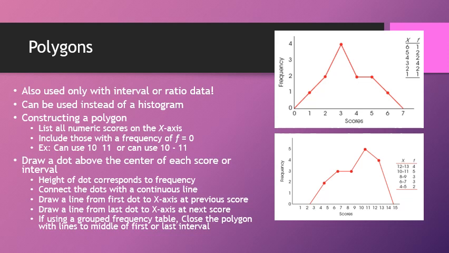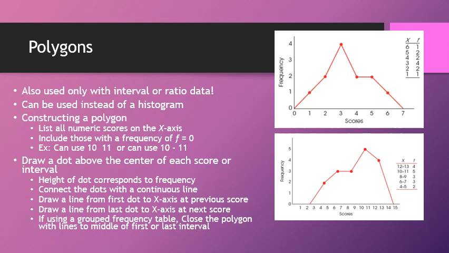Okay, and then what you would do is you would put a dot above the center of each score. And then you would connect the dots with a continuous line. And then the first dot you would draw down to the x-axis at the previous score. And the second dot you would connect it to the x-axis at the next score. On your graph above, the dot was at 1, so you drew a line from 1 down to the x-axis at 0. And the last dot was at 6, so you drew a line from 6 down to 7.